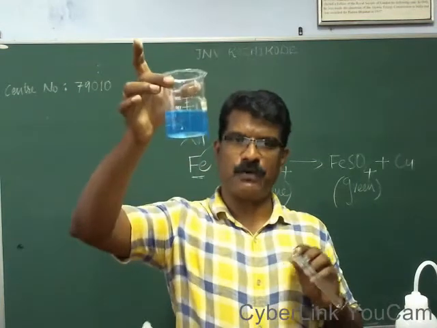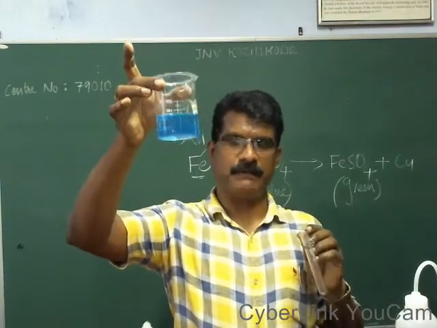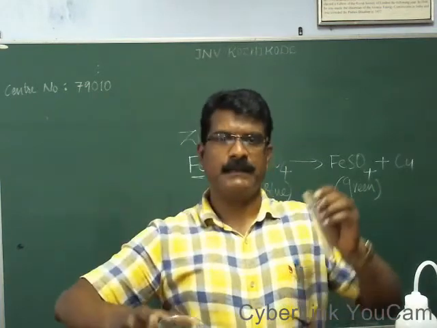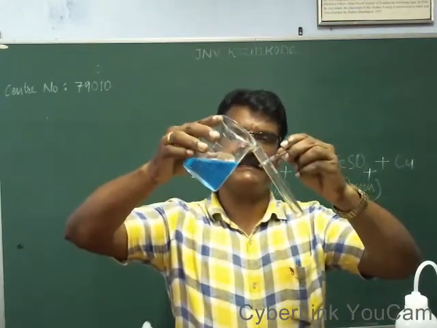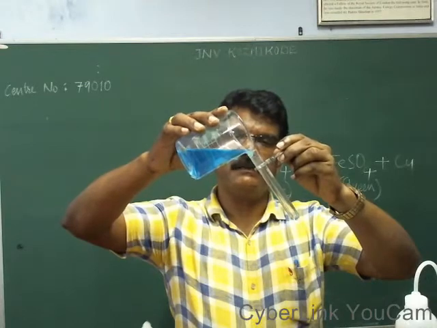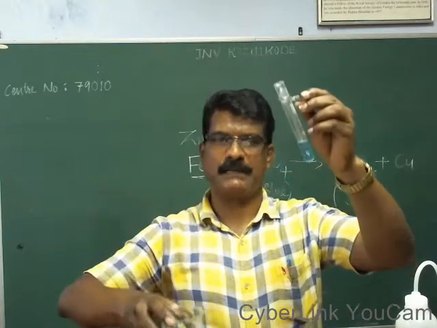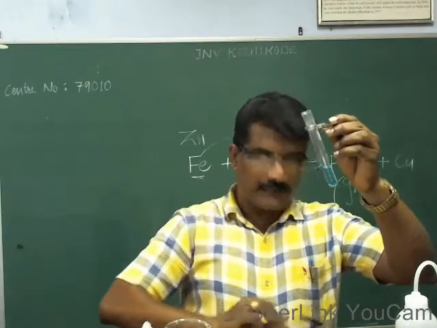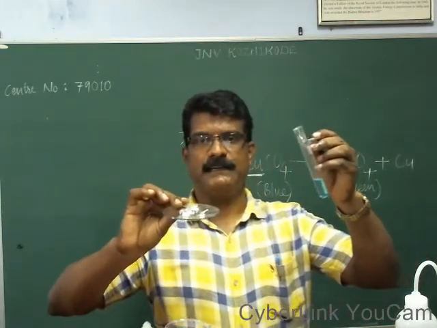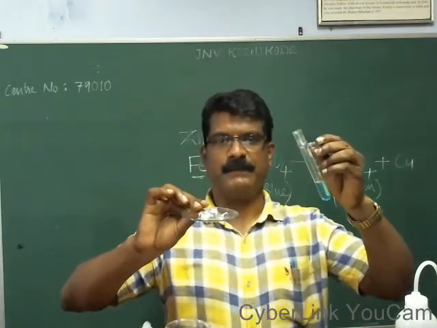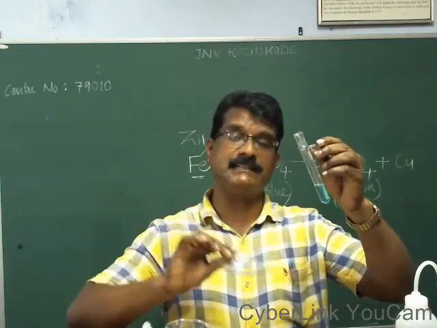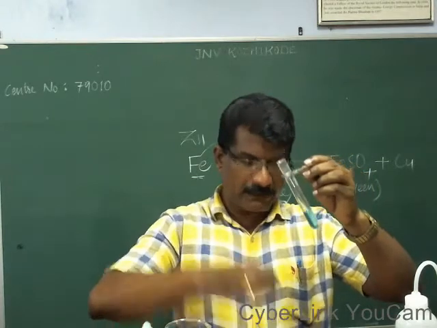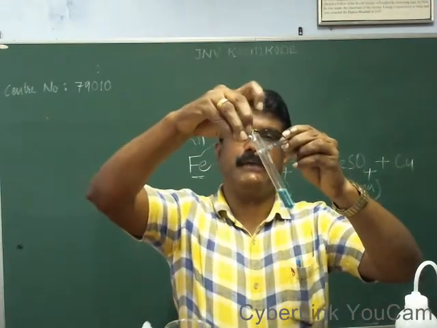See now the same copper sulfate I am taking. The copper sulfate is blue in color. Now I am taking this copper sulfate in a test tube. The blue color copper sulfate solution I have taken. Now let us see zinc, another metal I am putting. Let us see whether zinc can displace copper from copper sulfate or not. I am putting the zinc granules.